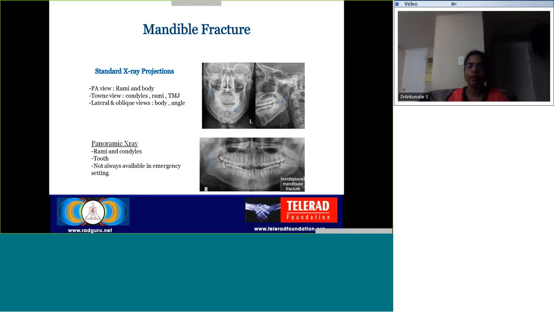Here in the mandible we have three standard X-ray projections. The PA view for the rami and the body of the mandible to be visualized. Towne's view for the condyle, rami and the temporomandibular joint to be visualized. The lateral or oblique views for the body and the angle of the mandible for proper imaging. The second one I have shown is the panoramic X-ray, which is not usually available in the emergency setting, but it is more helpful for imaging of the rami and mandibular condyles, and tooth injuries can be well seen with this X-ray.